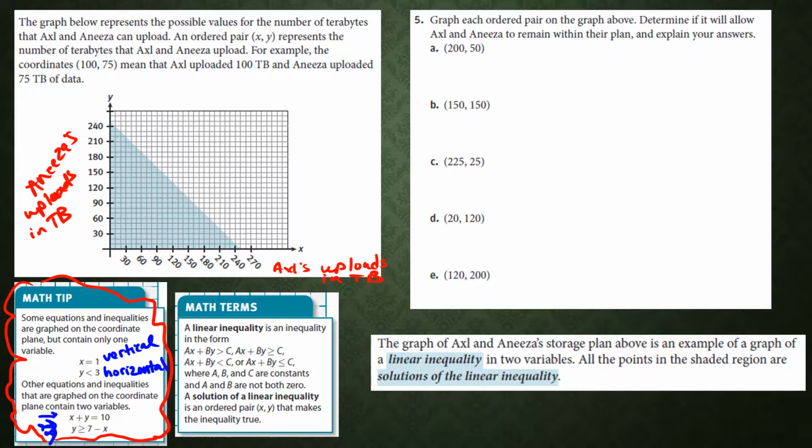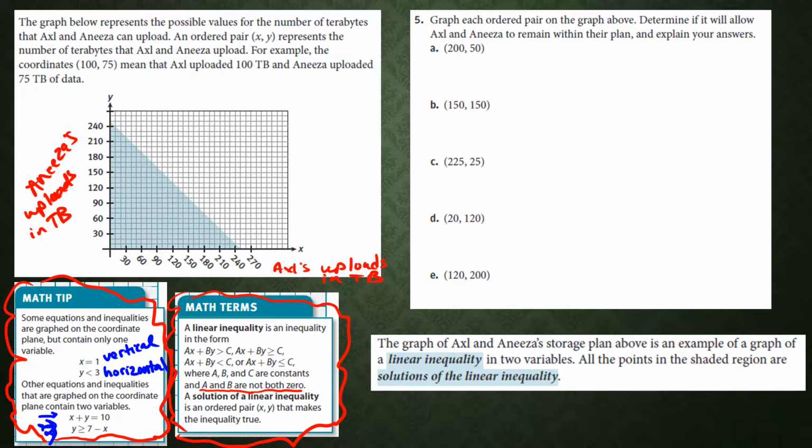And then here we have a description of what a linear inequality is. It's in this form: ax plus by is greater than c, or greater than or equal to c, or less than c, or less than or equal to c. A, b, and c are constants, and a and b are not both 0. Because if a and b were both 0, that means you would have 0 x's and 0 y's, and then you would just have 0. So that's important to know.